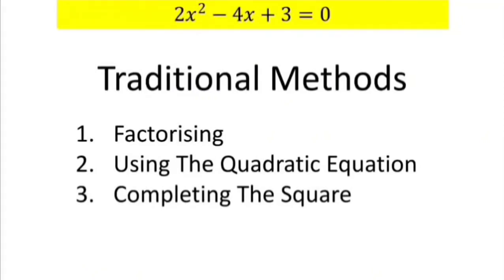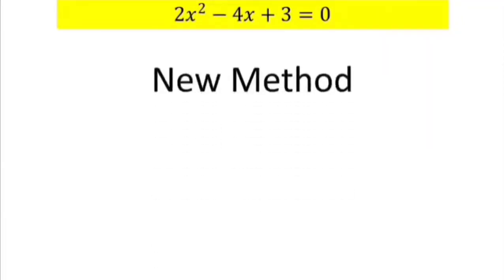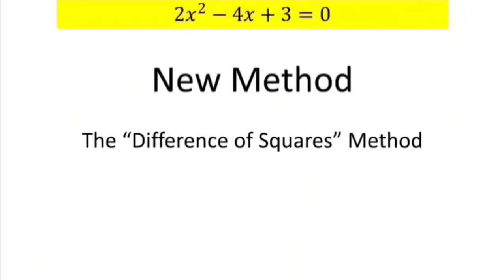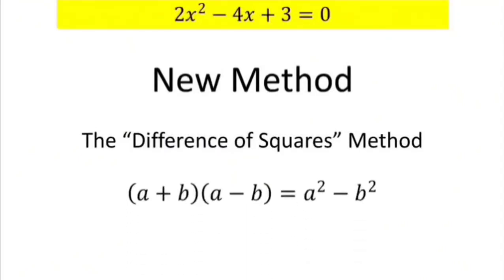So onto the new method. I'm calling this the difference of squares method, which, as you may guess, means it involves the difference of squares equation, which I'm showing here. Now, I'm presenting it the other way round. Normally it would be a squared minus b squared on the left hand side, so it would be the other way around.